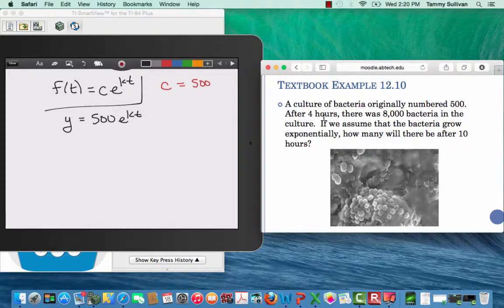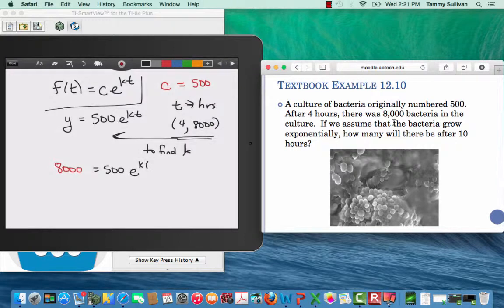After 4 hours, there was 8,000 bacteria in the culture. So my t, in this case, is going to be hours. And I know the ordered pair (4, 8000) is my output. I can now use this to find k. So I'm going to plug these values in. When y is 8,000, I don't know k, but I know t is 4.